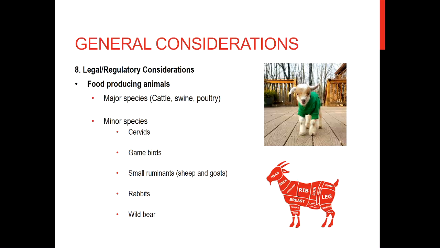With food-producing animals, you have major species, which are cattle, swine, and poultry. Those are the three major species. Everything else are minor species: cervids, game birds, small ruminants, rabbits, and wild bear. Horses and camelids are companions and are very similar to what we see with cats and dogs. They do not fall under the withdrawal times established for the food-producing animals. Now, sheep and goats are often kept as pets, goats particularly. I have 2 useless pet goats.